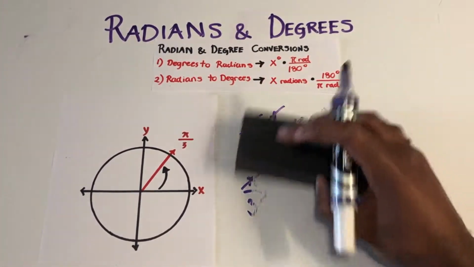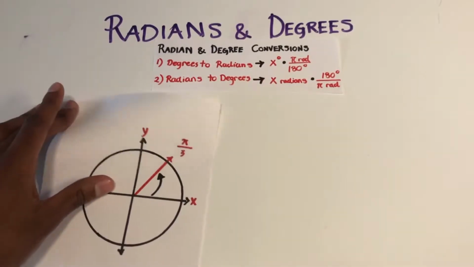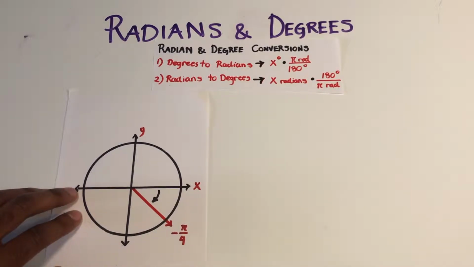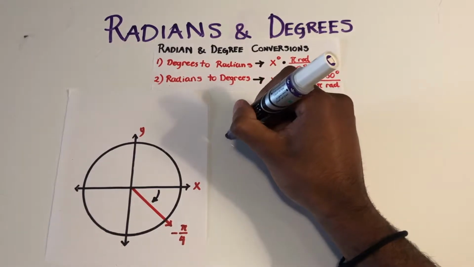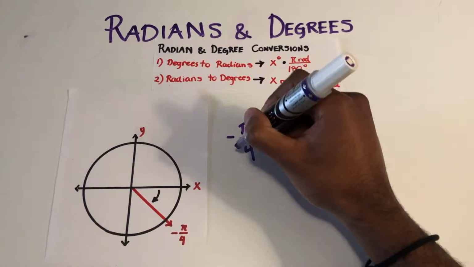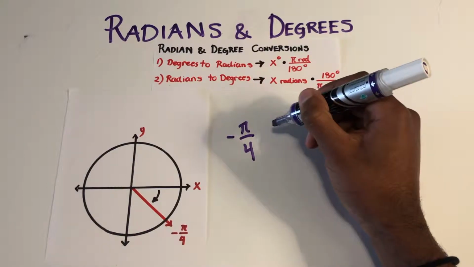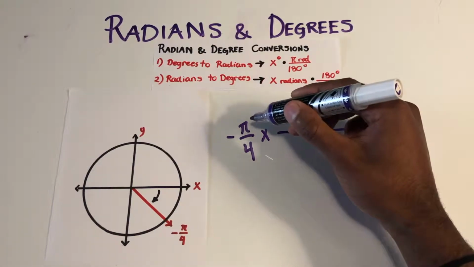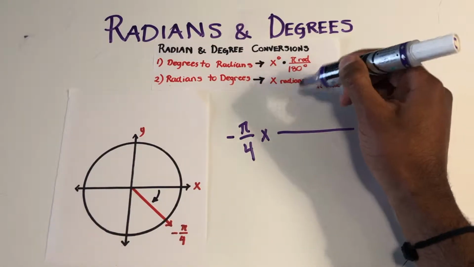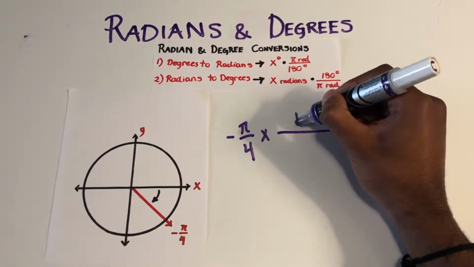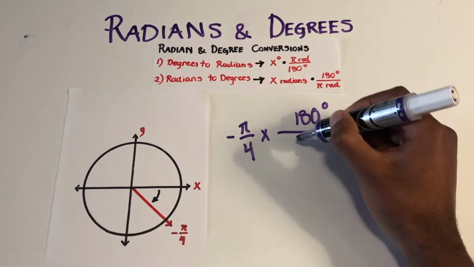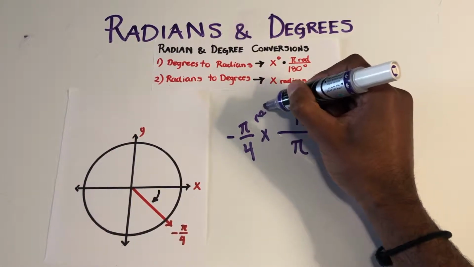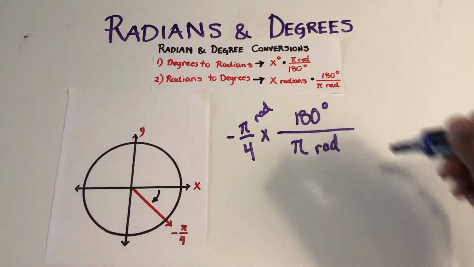Let's do 2 more. We have negative pi over 4. Nothing changes. Just because we have a negative doesn't mean we need to freak out or the world is going to end. We have negative pi over 4 radians times 180 degrees over pi radians. Forgot the unit here again. Pi radians.